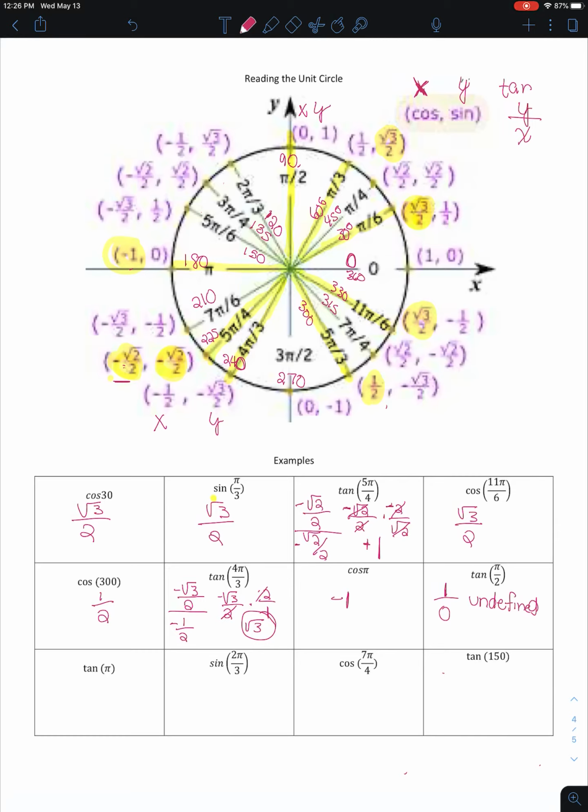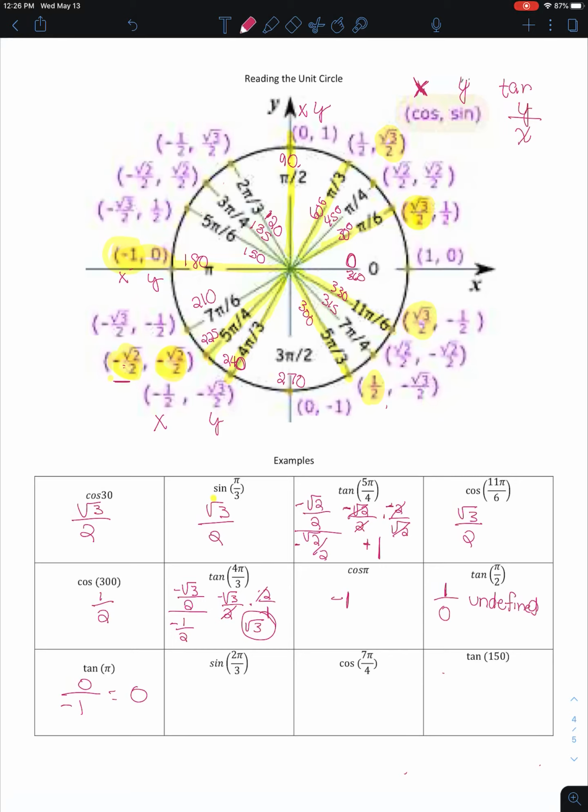We're going to start with tan of pi. We've already highlighted it. Okay, and so we just have to remember it's y over x. So now we have 0 over negative 1. Well, 1 over 0 is undefined, but 0 over negative 1 is 0. Just remember 0 can't be in the denominator, but we can divide into 0. So the answer is 0.